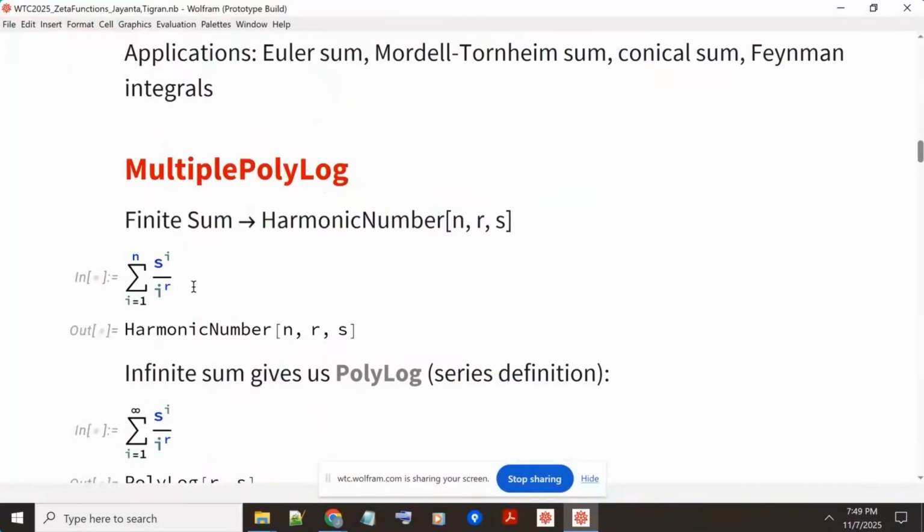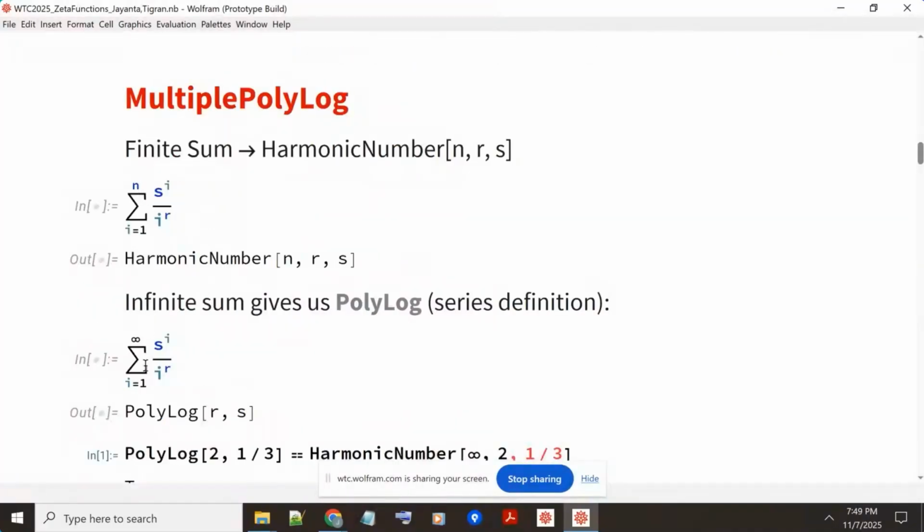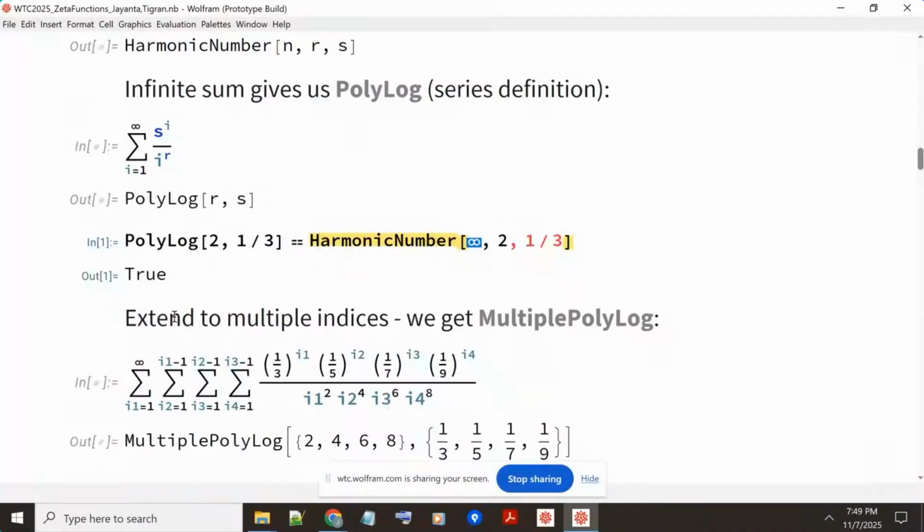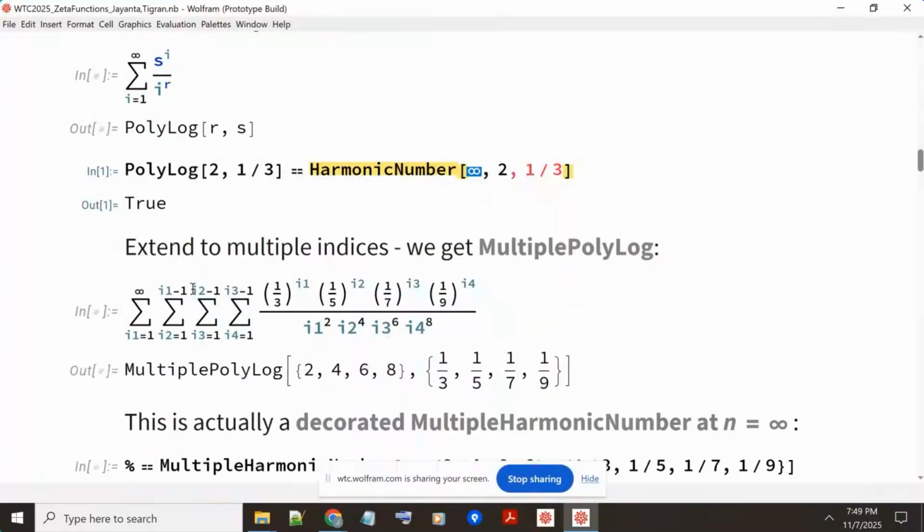So this is the series definition for the 3-argument harmonic number as Tigran had presented. If we take n to infinity, we get polylog. And yeah, this is the identity as you can see. So when we set n equal to infinity, we get polylog. And if we extend the same thing to multiple indices, then we get multiple polylog. So these are the exponents here from the denominator, and these are from the numerator.